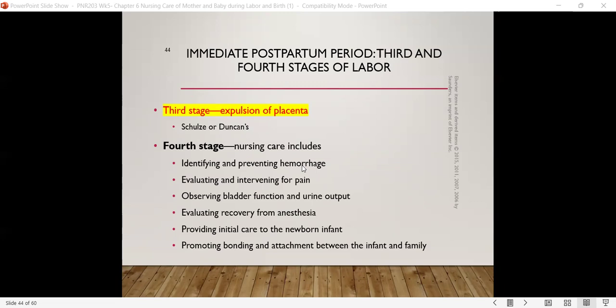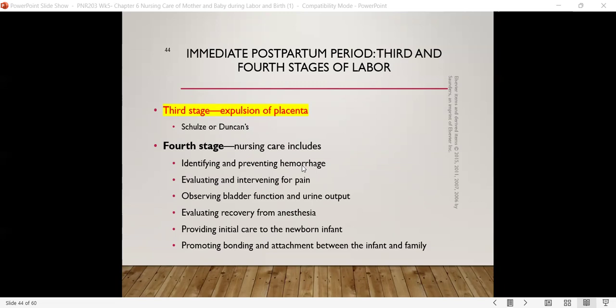I'm going to check her fundus. Remember, you go up on the belly, and her fundus should be the uterus, and the fundus is the top of the uterus. The uterus should be at the level of her belly button, her umbilicus, okay? That's where the uterus is after delivery. All right. And you want to make sure it's firm. If it's not firm, you're going to take your hand and massage her fundus.